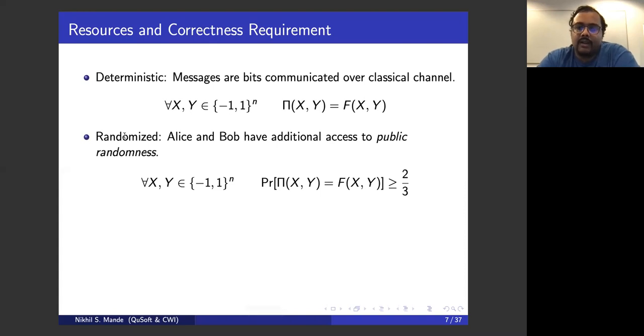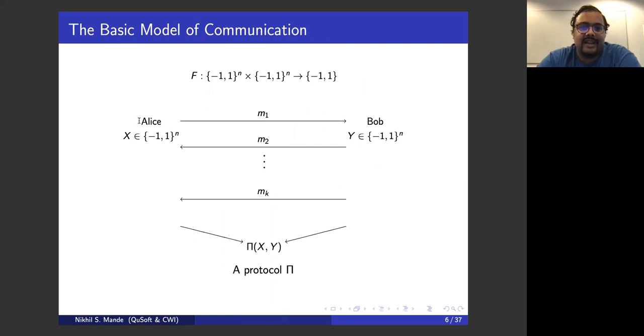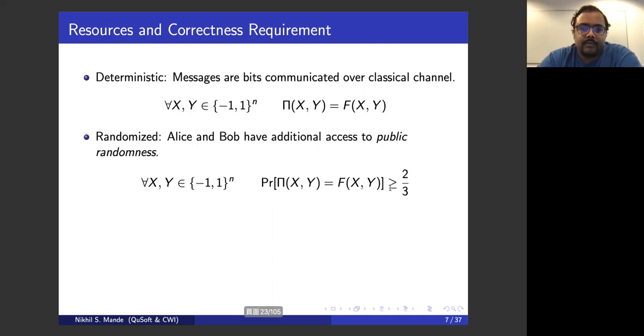In the randomized world, let's say Alice and Bob have access to a public random string. There's no charge for accessing that. One more thing I forgot to mention, I'm sorry, is that Alice and Bob individually are computationally unbounded. So truly the only resource that we're interested in is the communication between them. In the randomized world, they have access to public randomness, and the correctness requirement is that for all inputs xy, the probability of the protocol outputting the correct answer is at least 2/3.